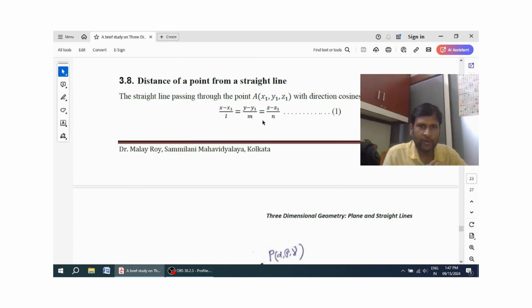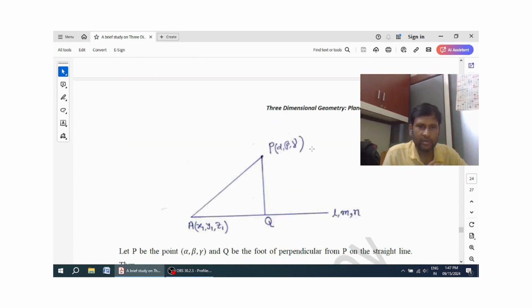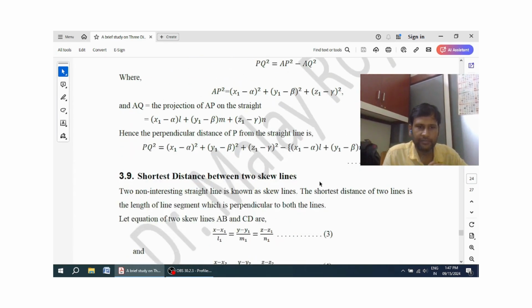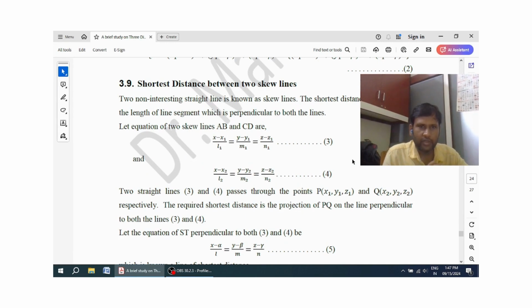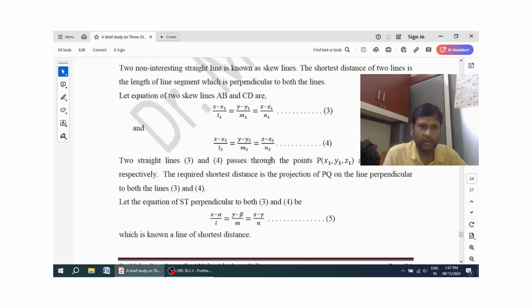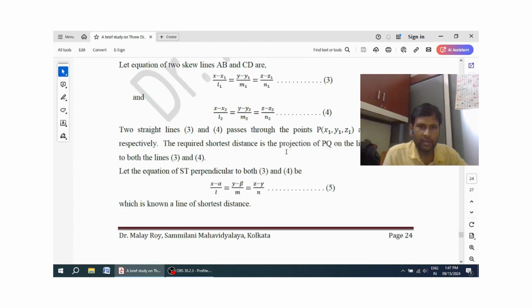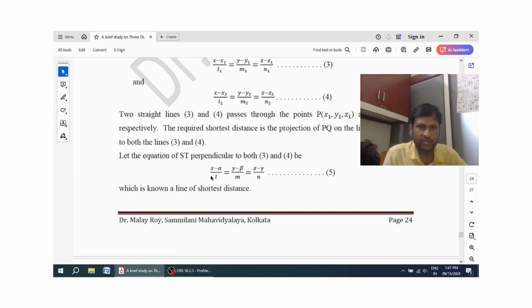Distance of a point from a straight line can be found through this formula. Shortest distance between two skew lines, these two straight lines, 3 and 4, passing through x1, y1, z1, x2, y2, z2, their direction cosines are given, and this is the line of shortest distance.